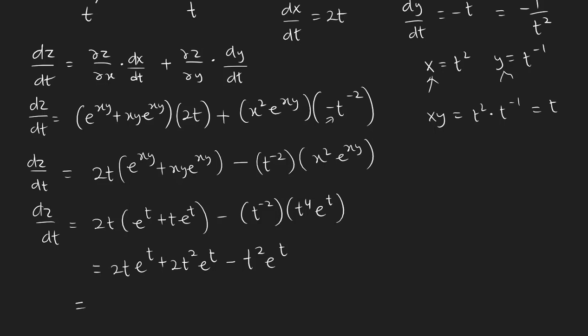So let's consider these two terms here. You have 2t squared e to the power t minus t squared e to the power t, so you can subtract this from what we have here. So we're going to have 2t e to the power t, and then plus t squared e to the power t.